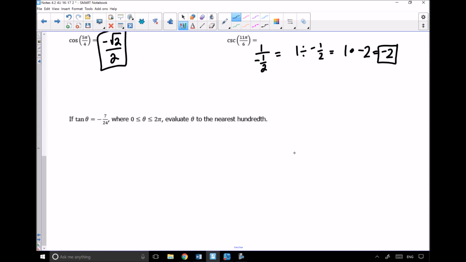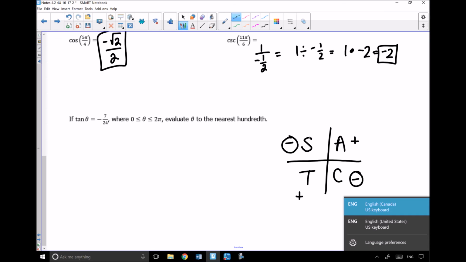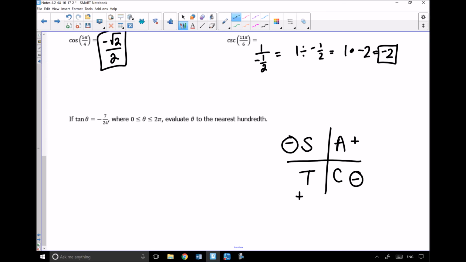It says if tangent of theta is equal to negative 7 over 24 between 0 and 2 pi, which means 0 and 360, evaluate theta to the nearest hundredth. So if you guys remember the cast rule, we know that tangent is positive here and here, which means that tangent is negative in the second quadrant as well as the fourth quadrant. Okay, so since we have a negative tangent, we know that our answer is going to be either in the second quadrant or the fourth quadrant.